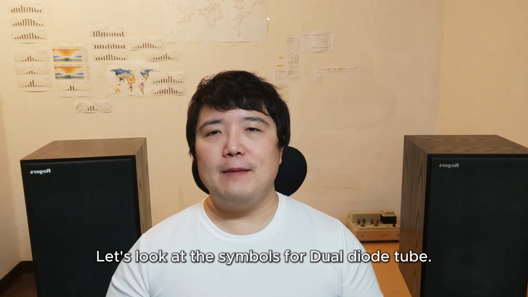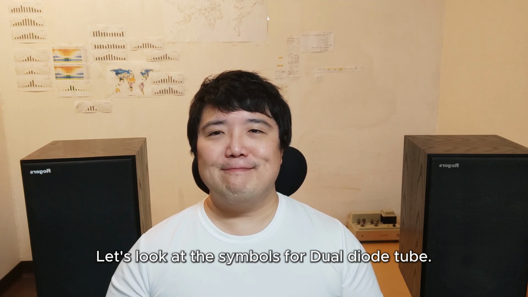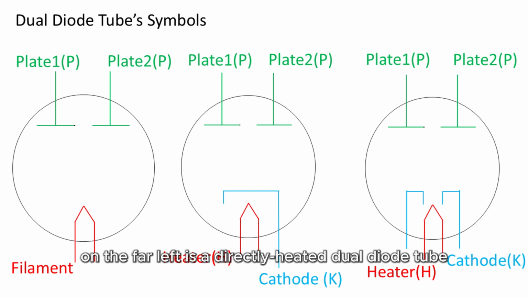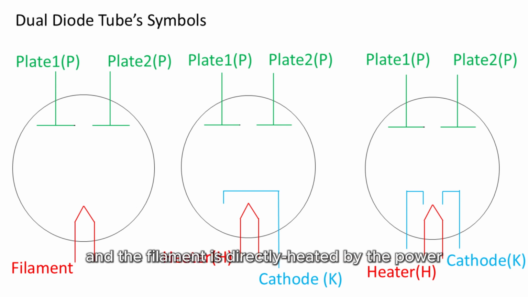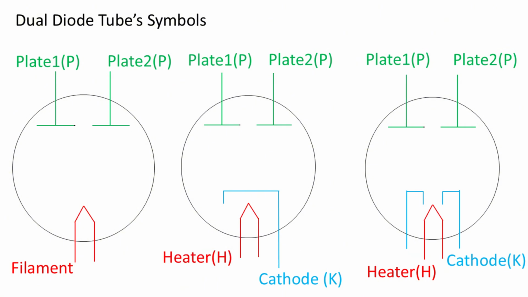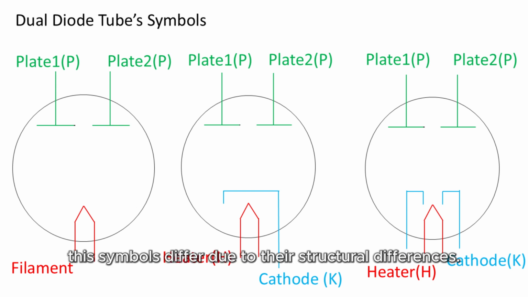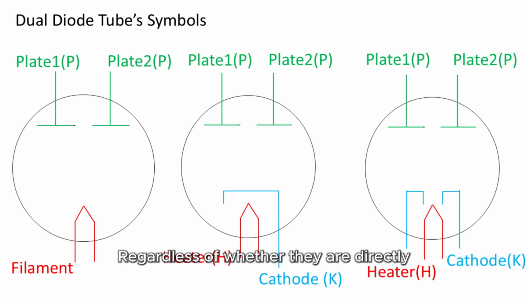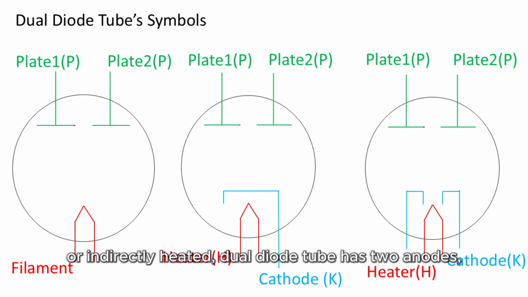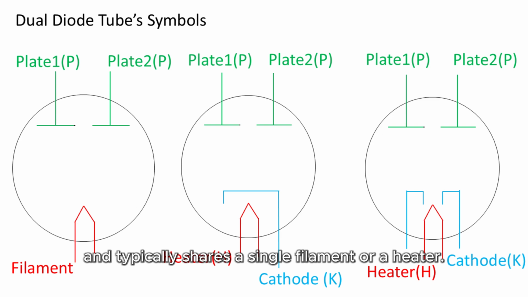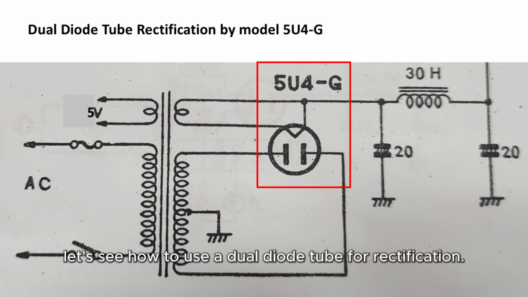Let's look at the symbols for dual diode tube. On the far left is a directly heated dual diode tube, where the filament is directly heated by the power. The two on the right are indirectly heated dual diode tubes, where the cathode is heated by the heater. These symbols differ due to their structural differences. Regardless of whether they are directly or indirectly heated, a dual diode tube has two anodes and typically shares a single filament or heater. Now, let's see how to use a dual diode tube for rectification.